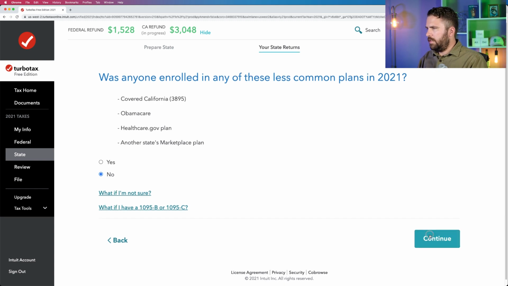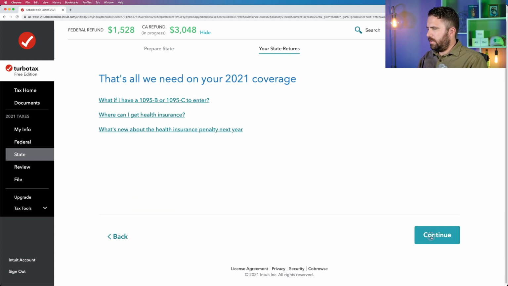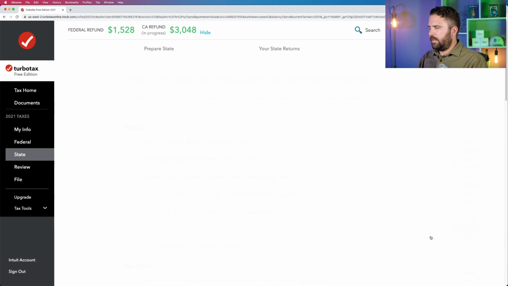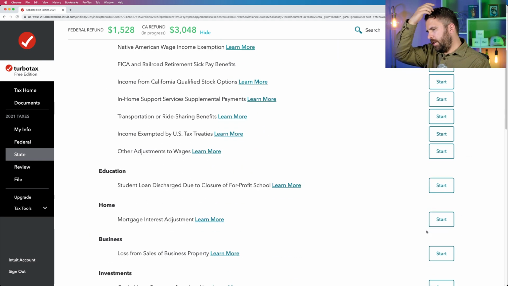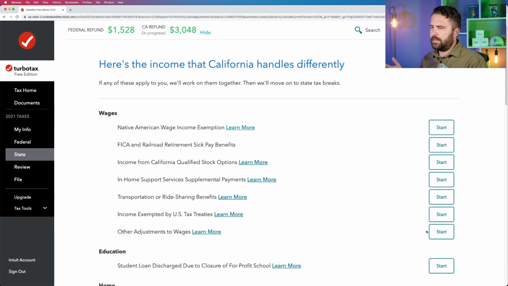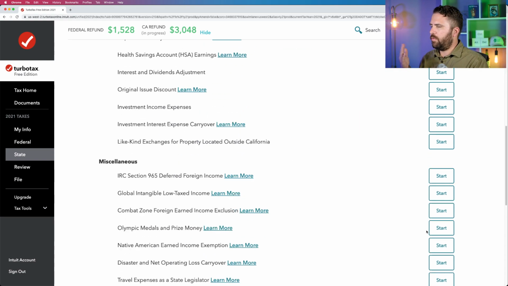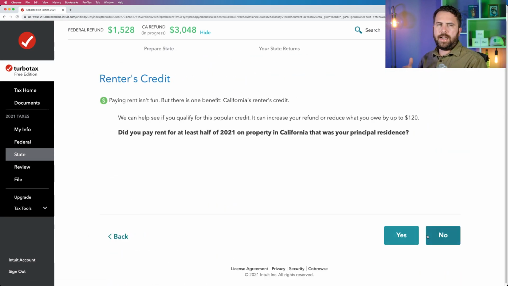I'm going to say no. Okay. All right. This is all stuff that California handles differently. I'm not going to get into any of this because it's California specific. Your state might have its own kind of screen like that.